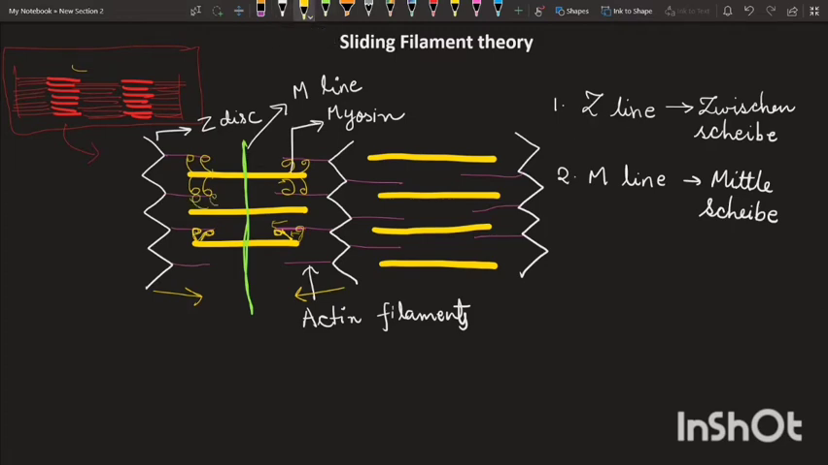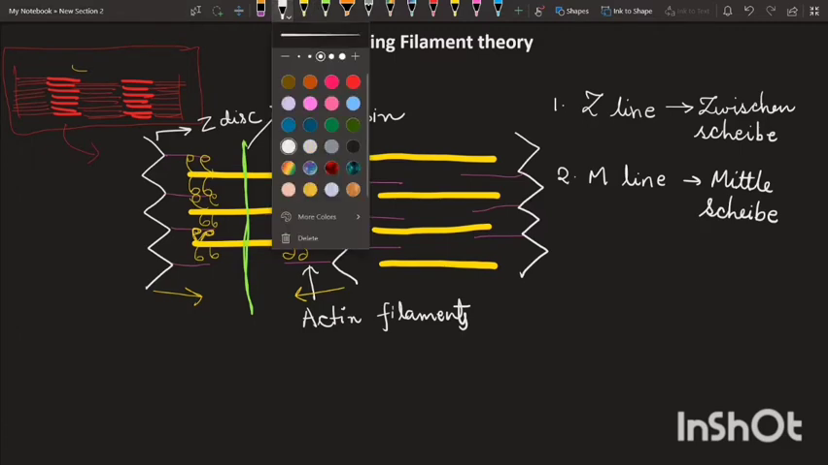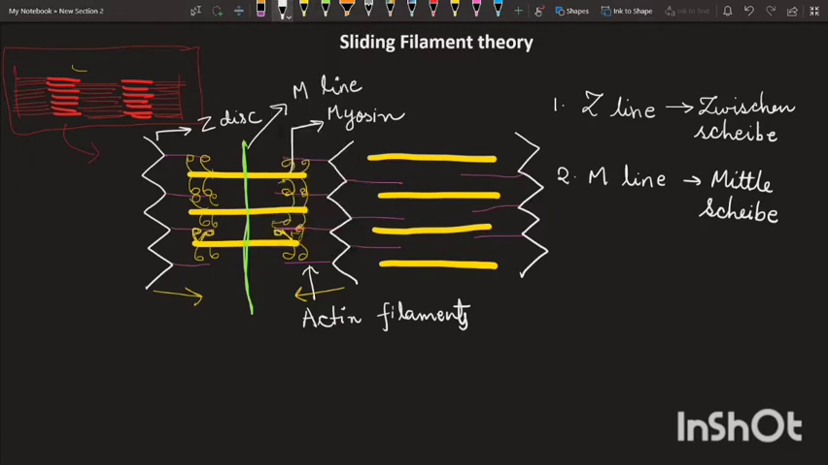Okay, so I'm just going to draw some myosin heads over here. See, the proper concept and all, calcium and everything, you'll study later on. This is just a basic sarcomere structure. Now let's come to one of the most important parts of this diagram, which is the A and I band.